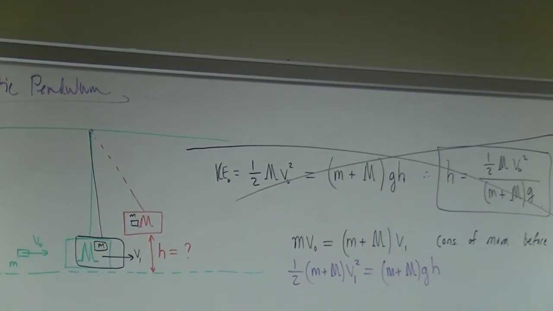Yeah. So if that was, say, some kind of metal pendulum and the bullet bounced off, it'd be a totally different problem. If the bullet bounces off, or if the bullet travels through, those are slightly different problems that have to be dealt with accordingly. But again, momentum is conserved before and after.